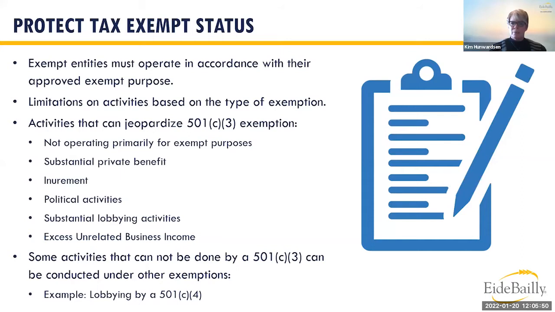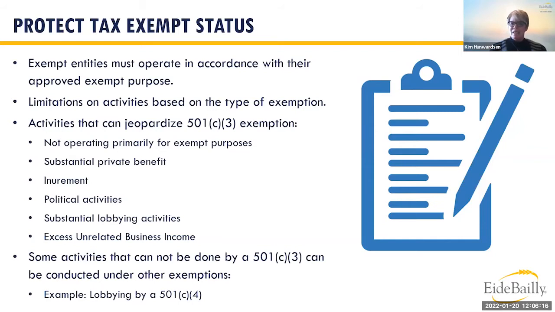Christine's going to talk a little bit in a few minutes about unrelated business income, which is really the concept we're talking about here. Private benefit. 501(c)(3)s can't operate for the benefit of private individuals. So when we start to see activities that could put us into this private benefit type thing, that's where we might want to look at something different.